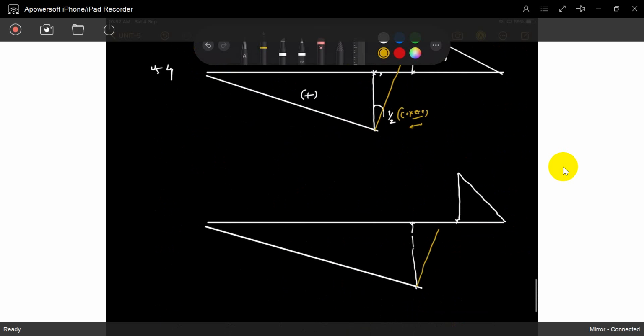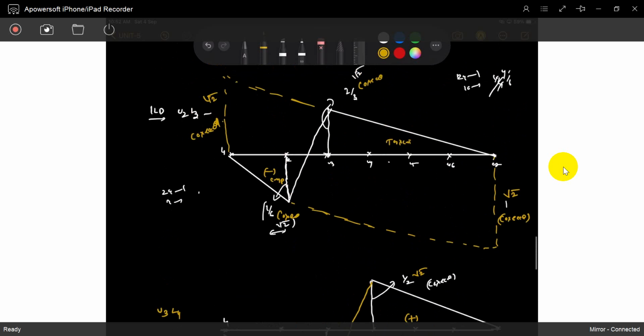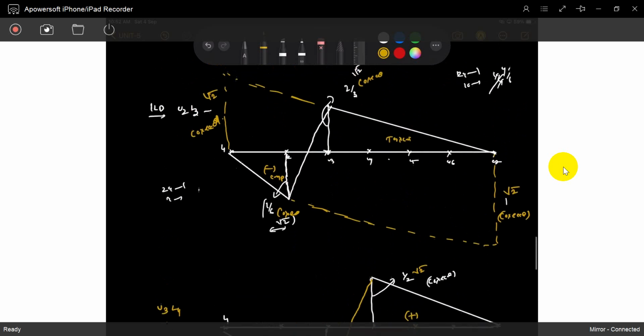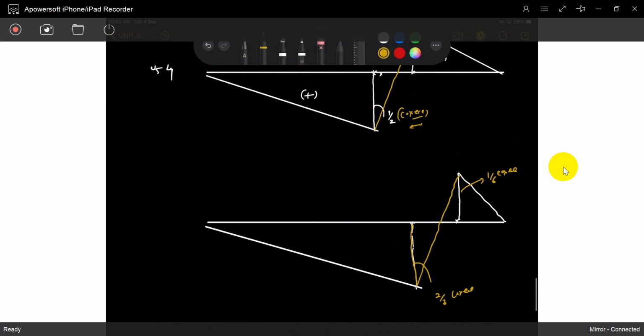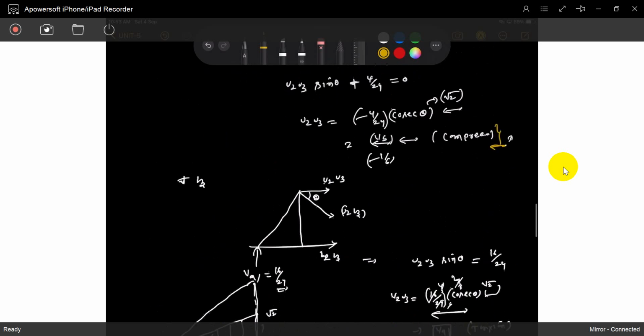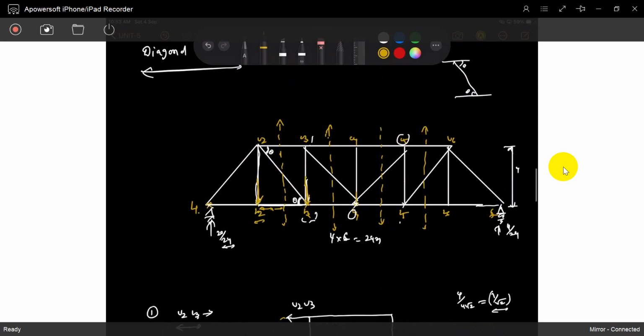So what is this value? Otherwise you will see this is C. This is 1 by 6, this is 2 by 3, this is 1 by 6, this is 2 by 3, times cosec theta. It's positive, it's negative. That's it. It's U6 L5. Got the idea?